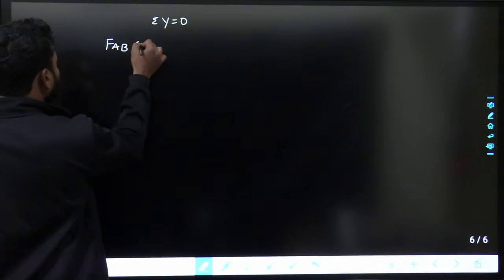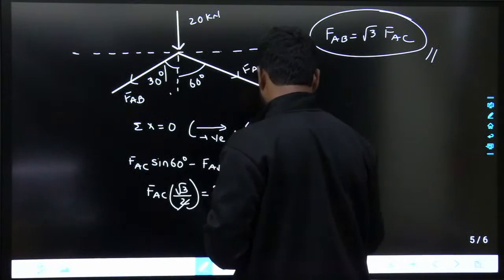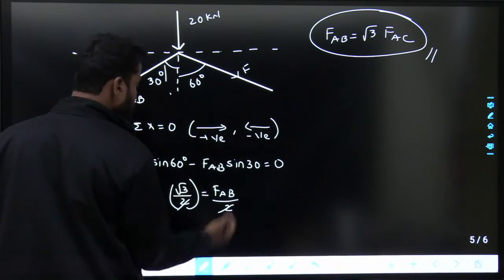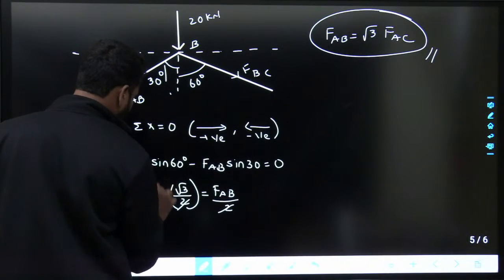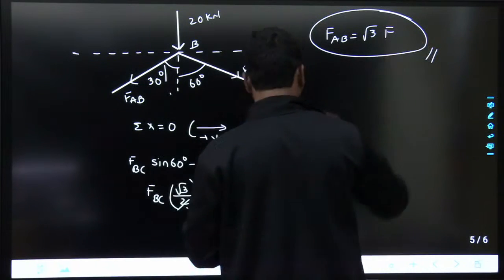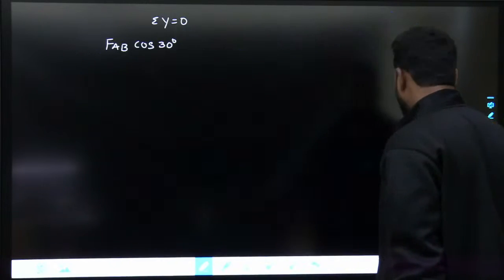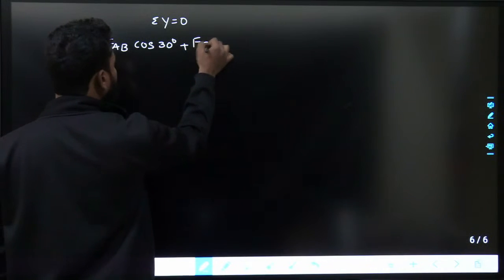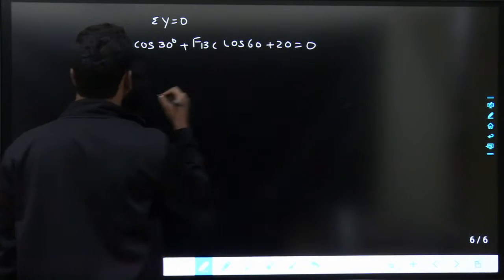FAB cos 30, this is FBC, not AC. FBC, this is joint B. Considering equilibrium of joint B, this is BC, one second, I'm sorry. So this is FAB cos 30 plus FBC cos 60 plus 20 equals to 0.